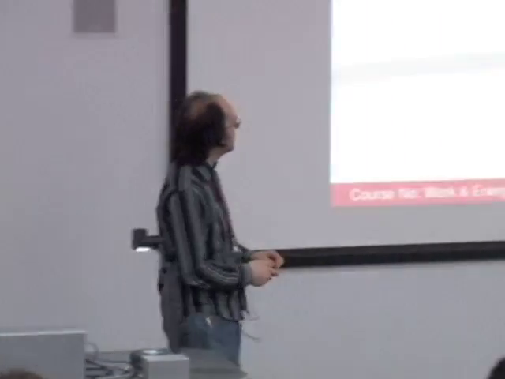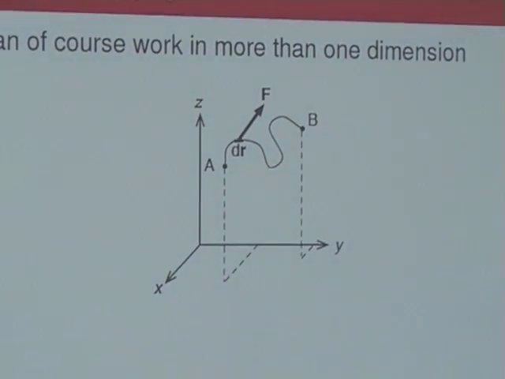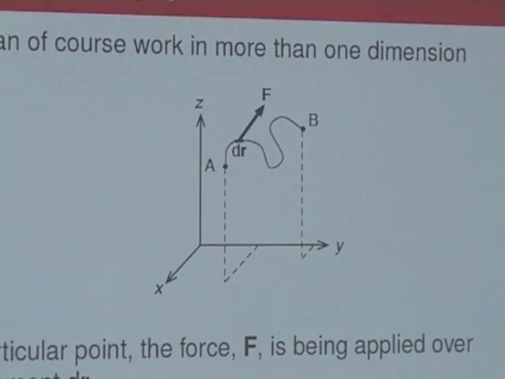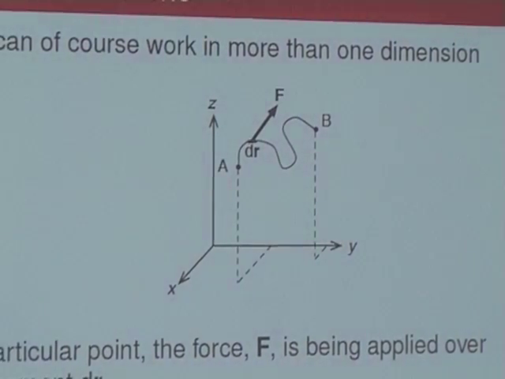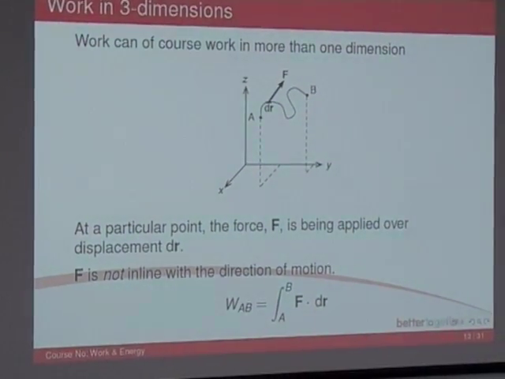Now, in 3 dimensions, work can obviously be in one dimension or more than one dimension. Here we've got a point A and point B, and this is the path that the particle between those two is taking. If we choose a very, very small segment, dr, and the force is in that direction, which is not in line with the direction, then we can use our equation. This is the equation we had at the beginning, the integral of the force, with the dot product, times dr.